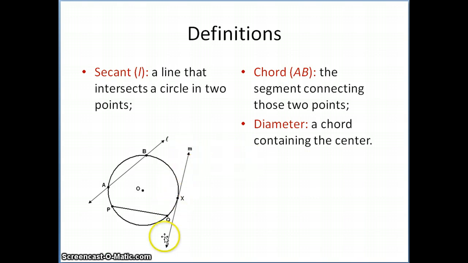And the line M here is a tangent line because it intersects the circle at only 1 point. So if a line intersects the circle at 2 points, it's called a secant. But if it intersects the circle at only 1 point, that's called a tangent. And we're going to talk about the tangent line to the circle later.